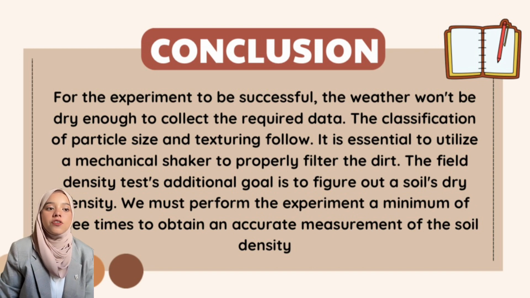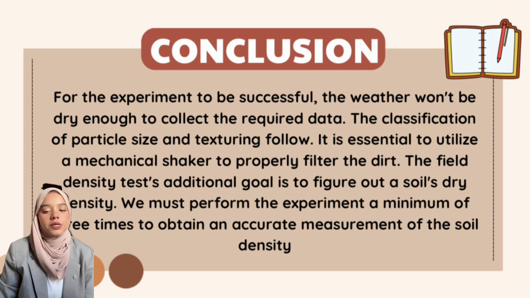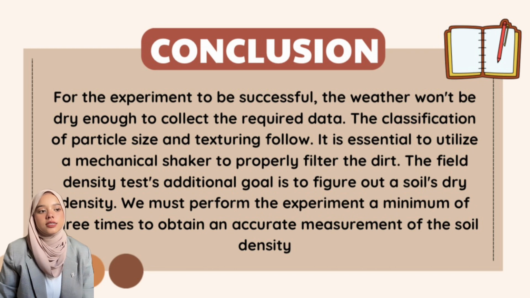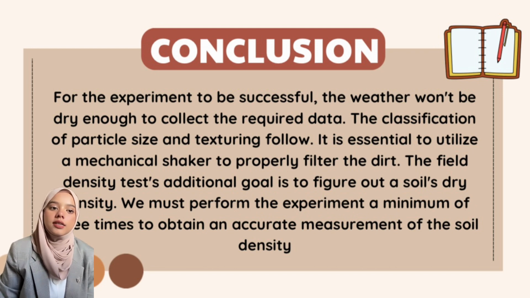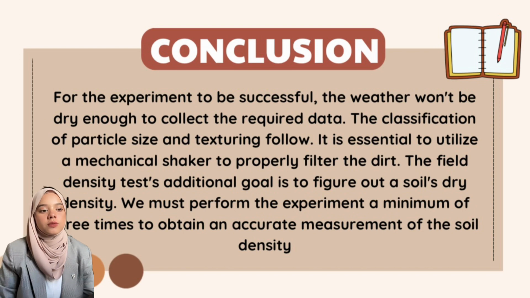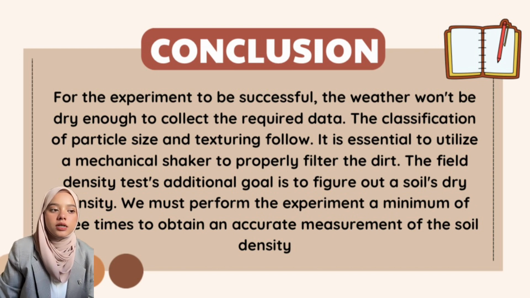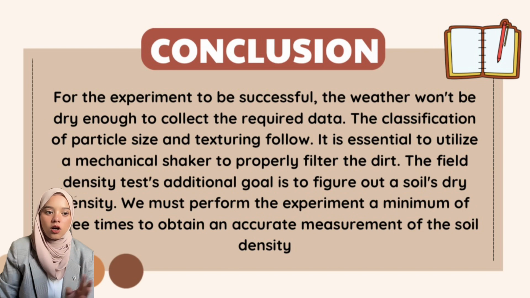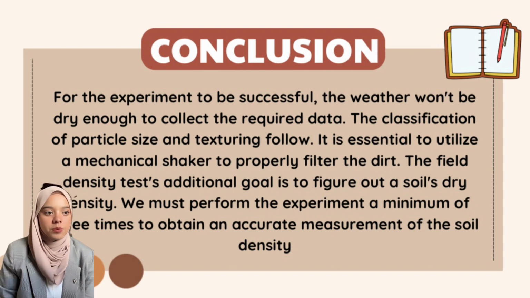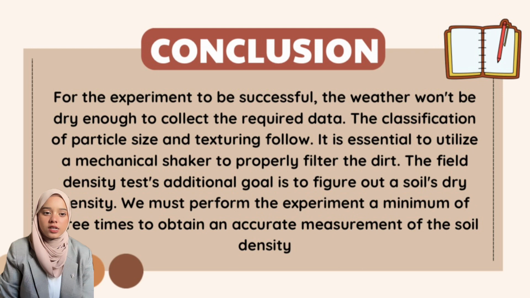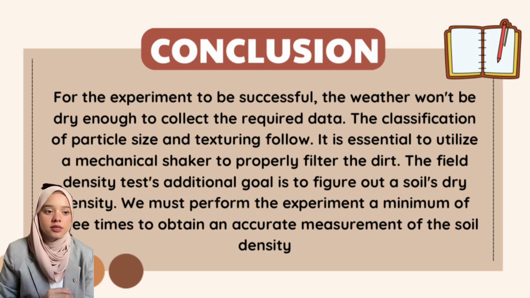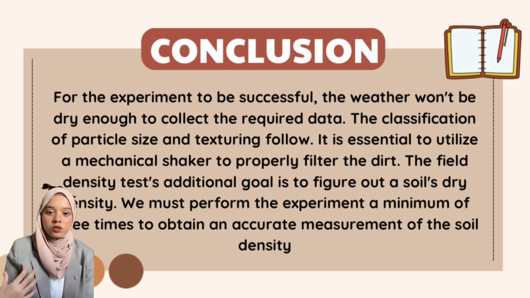The classification of particle size and texturing also follow. It is essential to utilize a mechanical shaker to properly filter the dirt. The fluid density test's additional goal is to figure out a soil's dry density. We must perform the experiment a minimum of 3 times to obtain an accurate measurement of the soil density. Last but not least, permeability showed how quickly water can move through soil particles. Use the porous stone to securely hold soil samples at both ends while allowing water to pass through it freely.